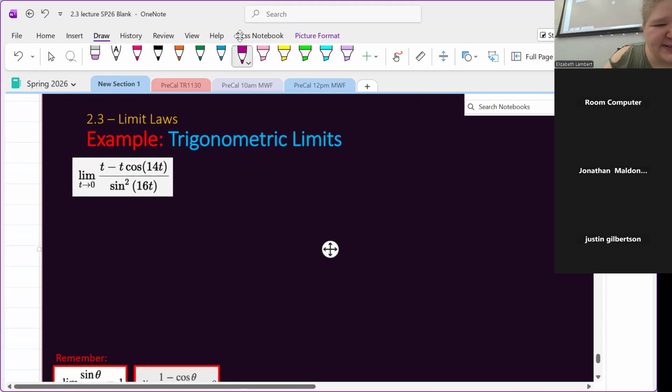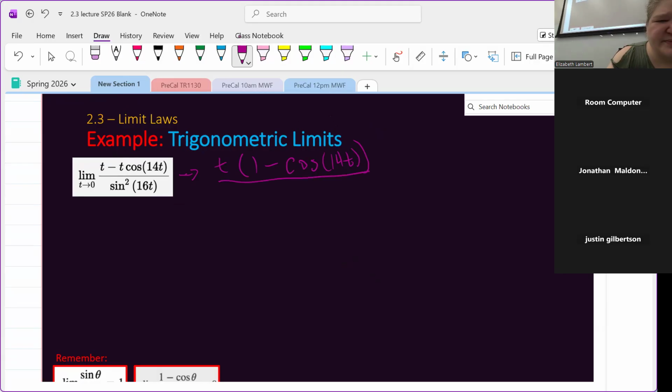All right, so let's think about how to write this. So first thing I'm going to do is factor out that t on top because it just looks weird. So I'll have 1 minus cosine of 14t. Ugh, way too many parentheses.